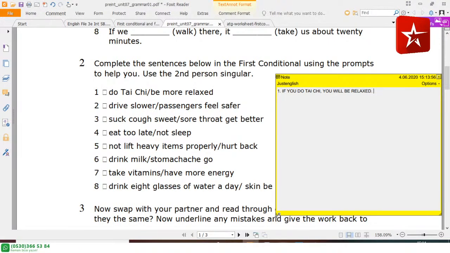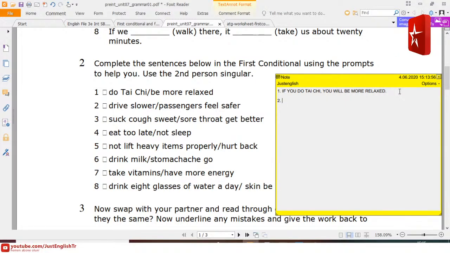Number 8, if we walk there, it will take us about 20 minutes. Leila. Will walk? No, it's not will walk. Because Leila, we don't use future simple after if. We use present simple after if and future simple in the main clause. Okay, if you do Tai Chi, you will be more relaxed. Yes, I forgot more here. Yes, more relaxed. That is the correct answer for number 1.